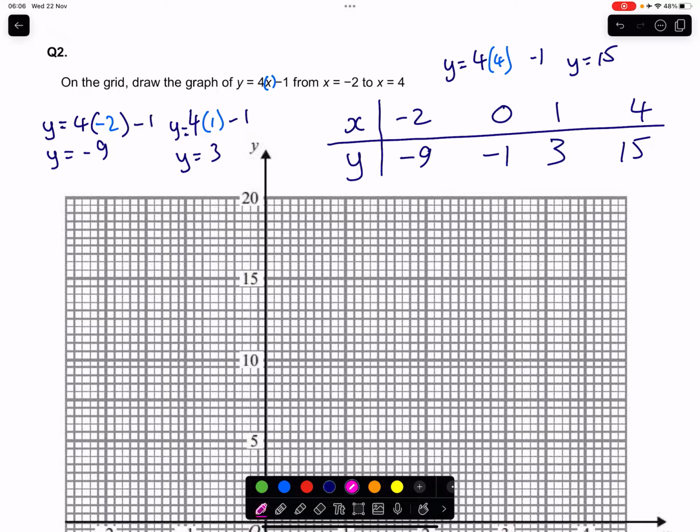Now, these values are pairs of coordinates or points. So this is minus 2 comma minus 9, which we're going to plot on our graph. This is 0 comma minus 1, which we're going to plot on our graph. This is 1 comma 3, which we're going to plot on our graph, and 4, 15. Technically, the only two that you absolutely need are these two because of the fact that they're at the edge of the graph in which we're being asked to draw, but the more points you have in between, the more likely you'll be able to catch yourself out in case you make a mistake.